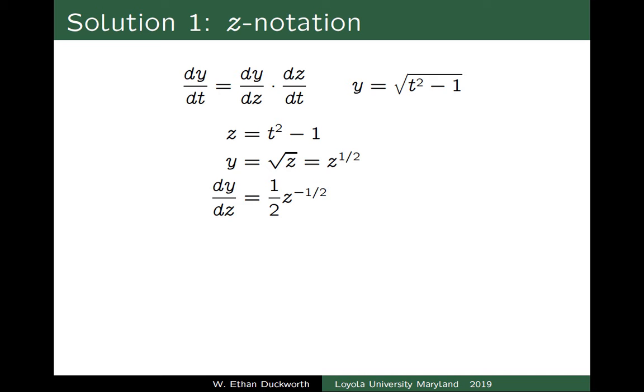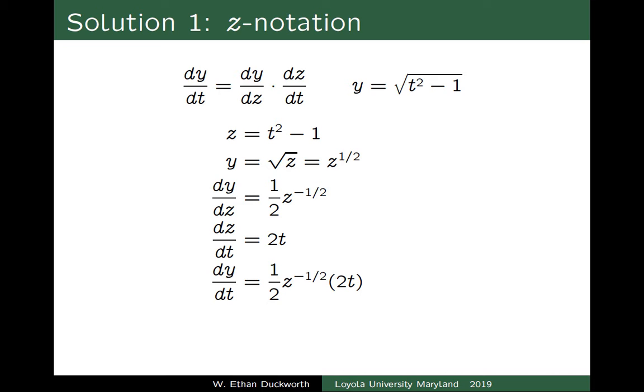All right, let's take the derivative of z now. The derivative of t squared minus 1 with respect to t. That's just 2t. So the 2 on the t squared comes down in front, and then you subtract 1. And now we should multiply these 2 formulas together because that's the chain rule that we have. So the derivative of y with respect to t is 1/2 z to the negative 1/2 times 2t.